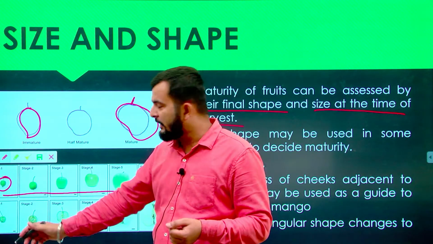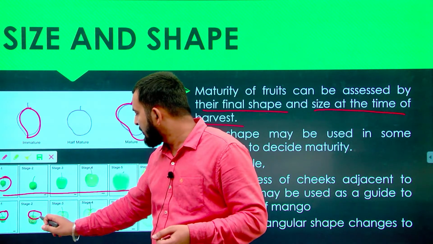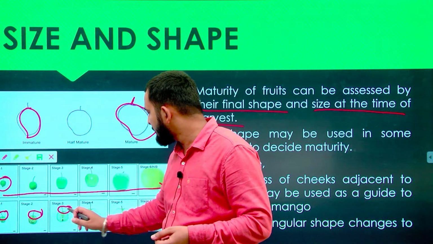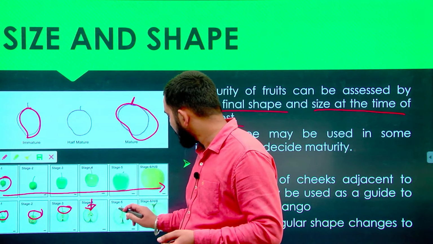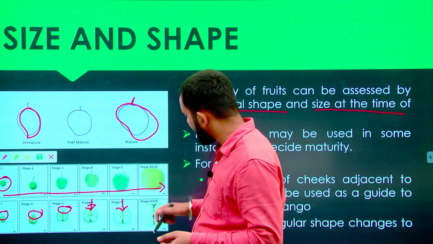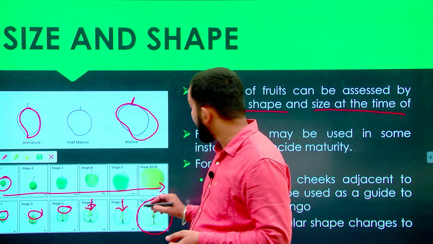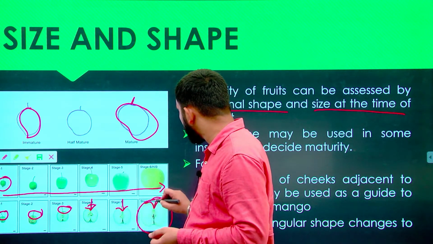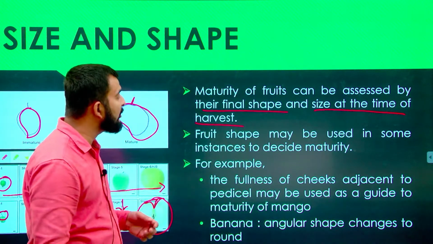I was talking about the T shape, so you can identify here. When the T shape starts to disappear, in this case it is like this. Again, this T shape is starting to disappear. When it is fully mature, or when it is time for it to be harvested, you will get something like this shape. So based on the size and shape you can identify when to harvest.